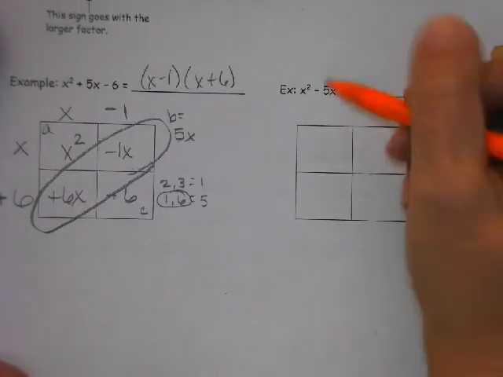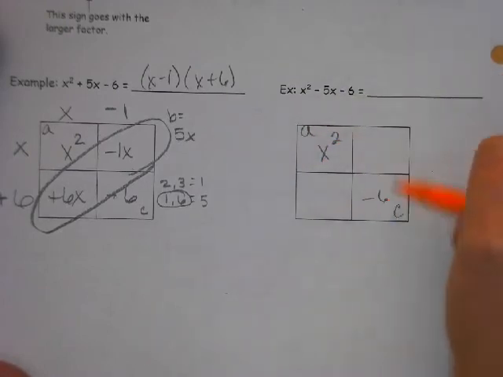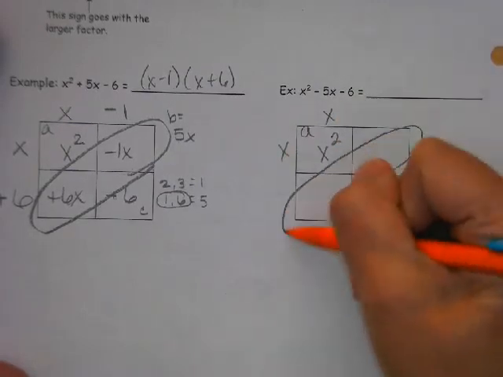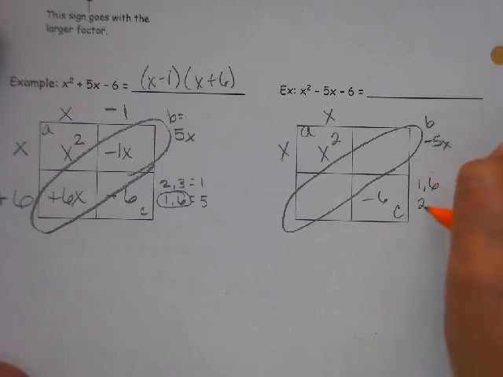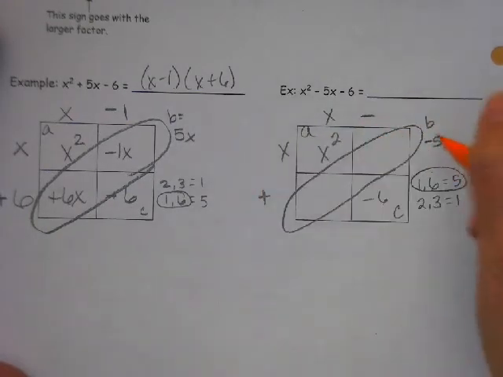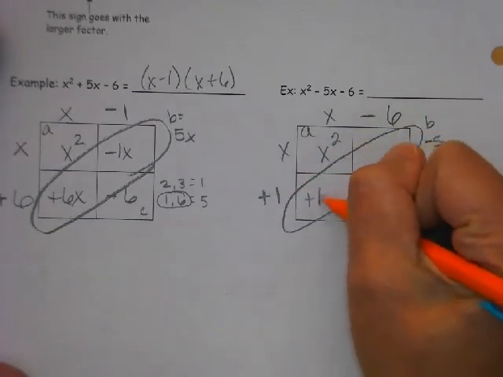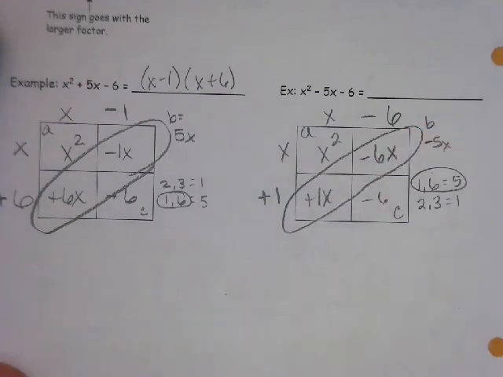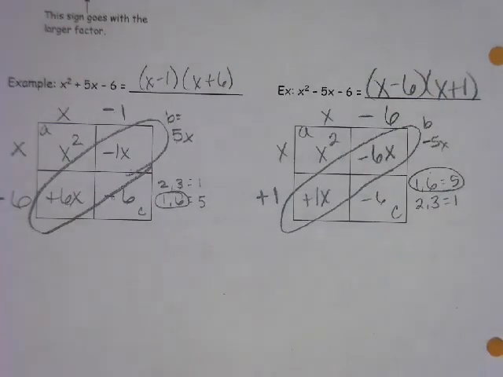All right, same thing here. A and C, we've got x squared. We have -6, x times x. But now this is -5x. Well, it's still 1 and 6 and 2 and 3. But again, we're subtracting. I know they're going to be different. But if I want a -5, now my 6 is negative and my 1 is positive. So I have x minus 6 and x plus 1. Okay, do you see that relationship there?